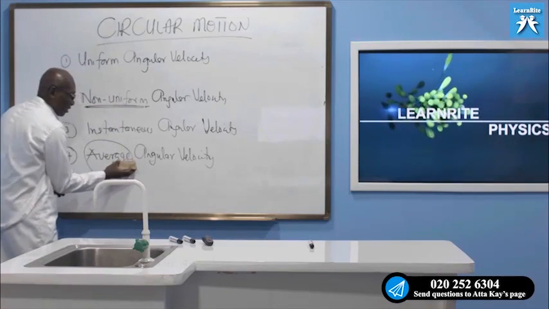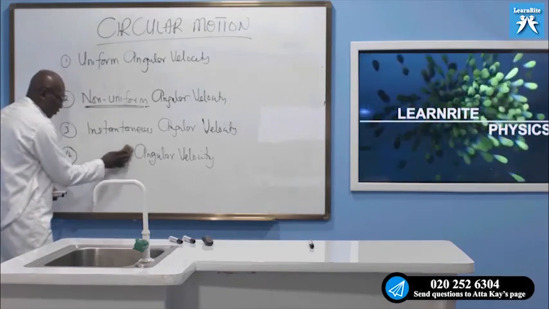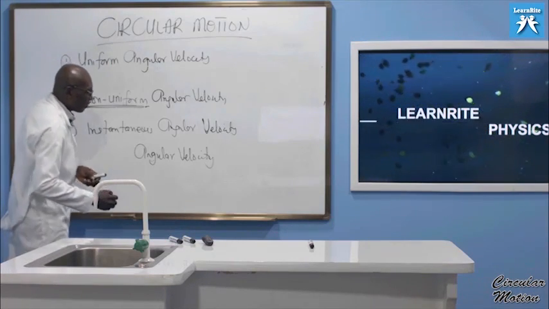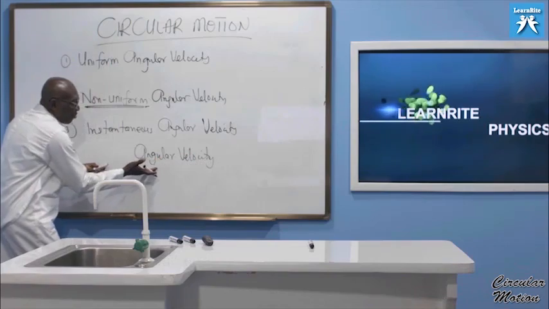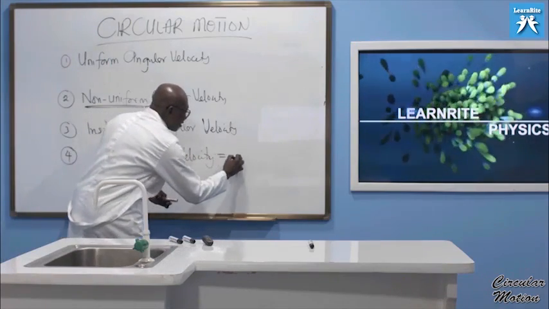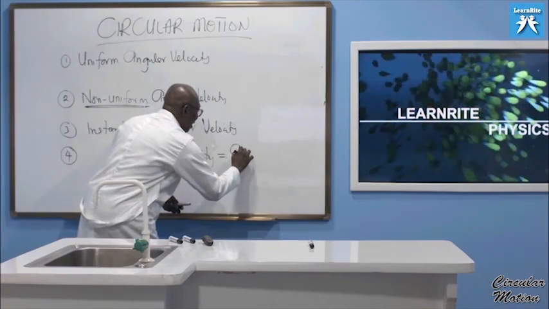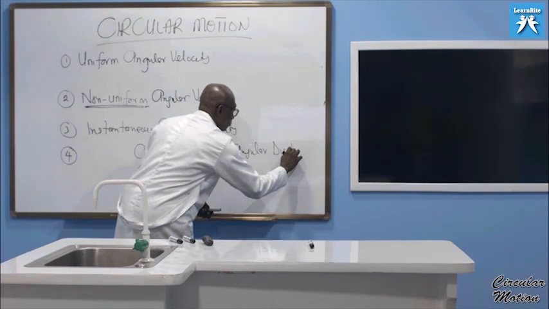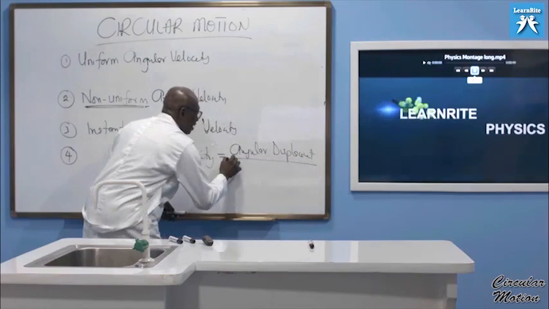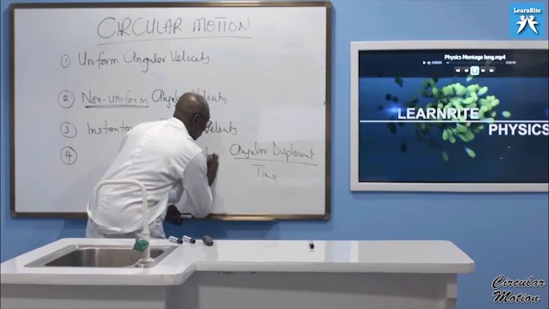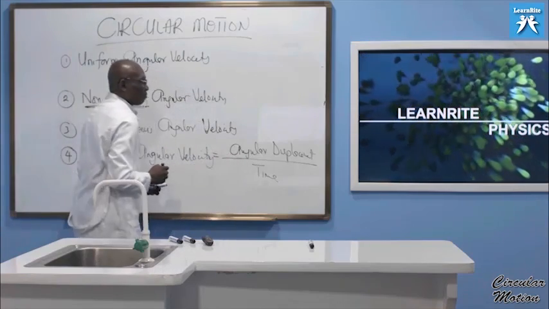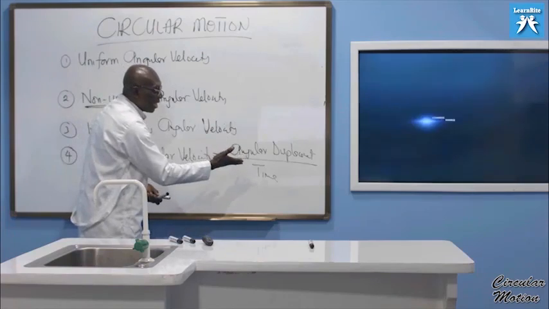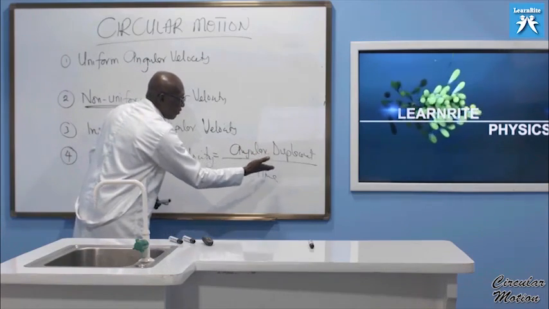Let me first erase it. So you know that you see the expression or the definition for average angular velocity. We are only going to define angular velocity, and that is defined as angular displacement divided by time. This is the definition for angular velocity. It is defined mathematically as angular displacement divided by time.